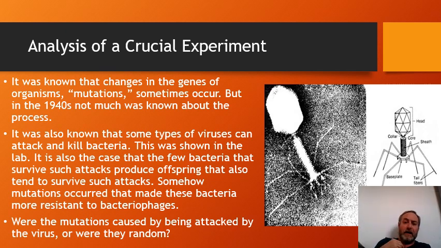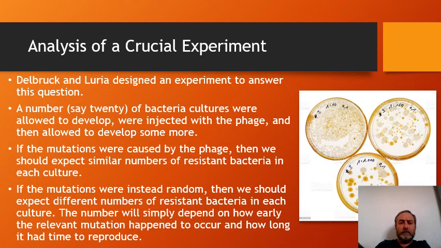So the question is, how do these mutations work? Is it when the virus attacks the bacterium and it survives that makes its offspring more resistant? Does something about the attack itself cause the mutation, or are these mutations just random? So Delbruck and Luria designed an experiment to answer this question, to decide between the two models. I should finish reading the slide.